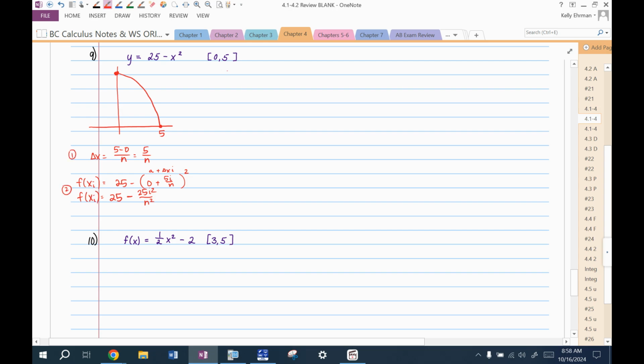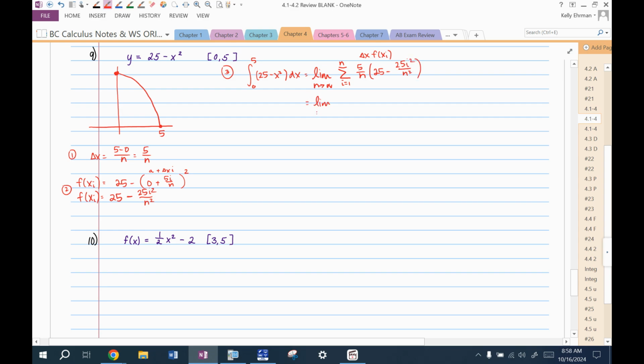And the third step is to set up the integral. So we want the integral from 0 to 5 of 25 minus x squared dx, and that's equal to the limit as n approaches infinity of the sum from i equals 1 to n of delta x times f of x sub i. So delta x was 5 over n, and we're multiplying that by 25 minus 25i squared over n squared.